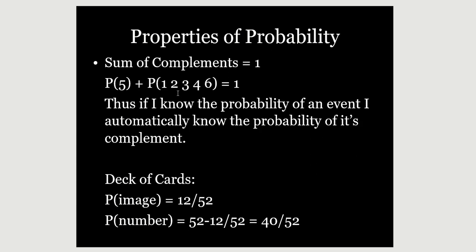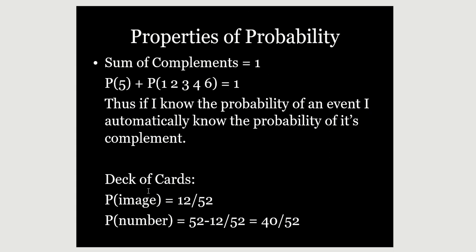When you calculate probabilities, the sum of the complements will always add up to 1. Remember when we talked about the probability of a queen being 4 over 52, then the probability of not a queen, the complement of queen, has to be everything else, and hence it would be 48 over 52. The probability of getting a 5 plus the probability of getting everything except the 5 add up to 1.